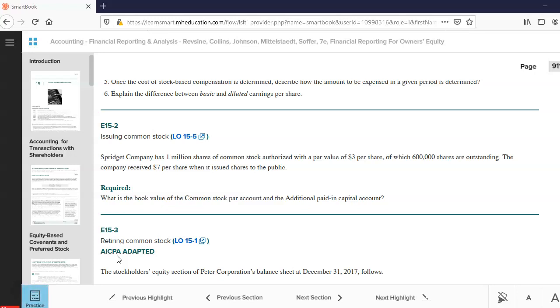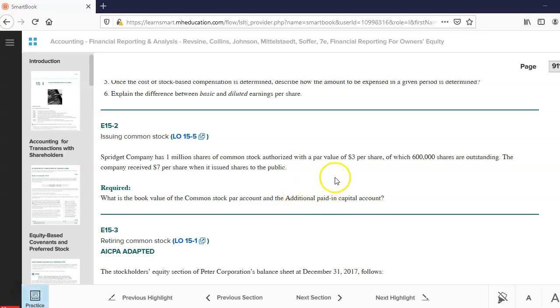So the first one is pretty simple. We'll start with 15.2, and that one's just issuing stock and just kind of reminding us what that looks like, just in case you don't remember. You would have definitely covered this kind of a problem back in accounting principles. But it says here, Bridget Company has 1,000,000 shares of common stock authorized with a par value of $3 and 600,000 shares outstanding. The company received $7 per share when it issued shares to the public. What is the book value of the common stock par account? And then what's the value of the additional paid-in capital?